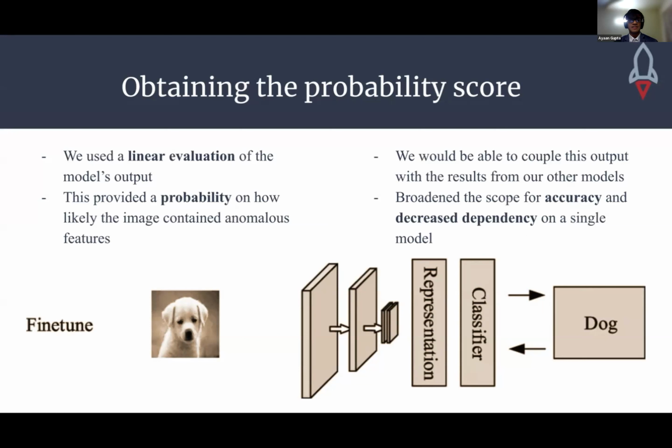Overall, the reason we did this is because it reduced the dependency on just the ANOGAN or just the SymClear, and overall made our results more accurate and much more reliable to work with.